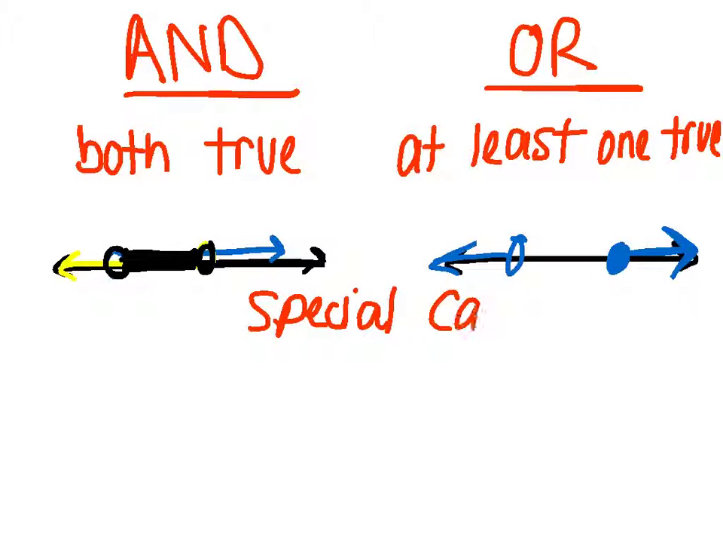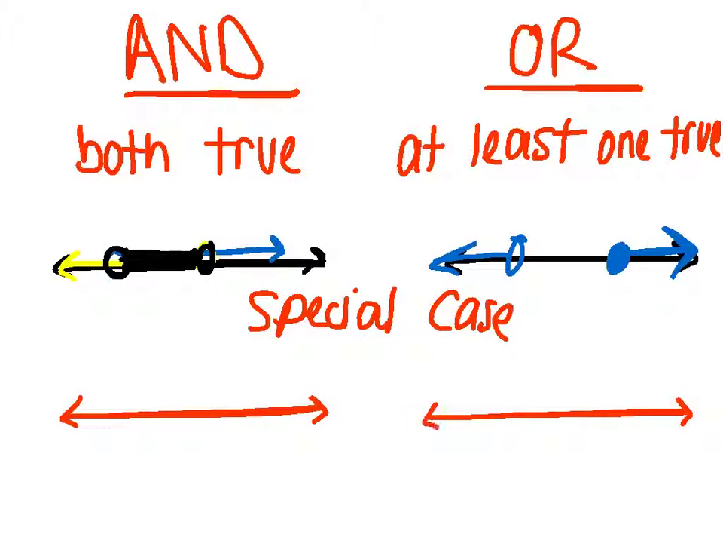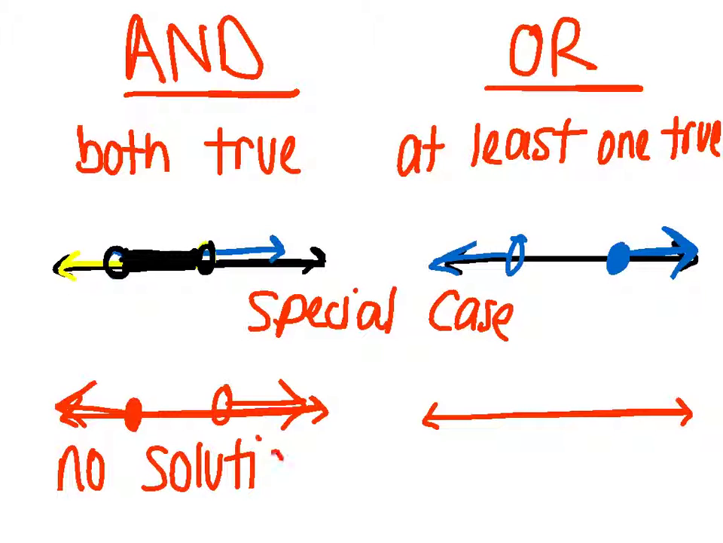And there was a special case for both of these. The special case for "and" was where we did not have anything overlap. So what was the solution? Which is kind of a trick question, right, Kenny? Because it's no solution. If our graph does not overlap, then there's nowhere that both of those are true. That's why it's no solution.